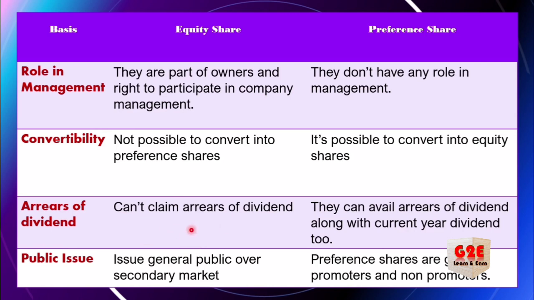Suppose the company decides, after providing for preference shareholders as well as bondholders, that if profit is available after that, they can give it to equity shareholders. So that is the reason. It is not possible to claim arrears of dividend for equity shares. But for preference shares, arrears of dividend are available along with the current year dividend too, if it is a cumulative preference share. Okay, so that person has eligibility because they are getting only a fixed rate of dividend. So that is the reason they get the arrears of dividend.